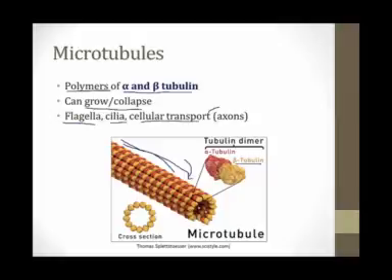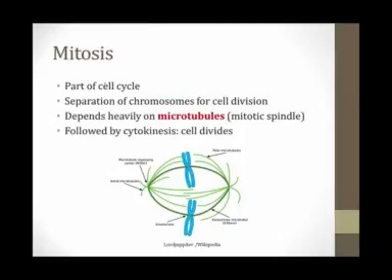This is especially important in axons. Recall that the axons of neurons are very long structures and they heavily depend on microtubules. And if you remember that, that will help you remember some of the side effects of the microtubule inhibitors we're going to talk about in this video. Microtubules are also very important for the process of mitosis.